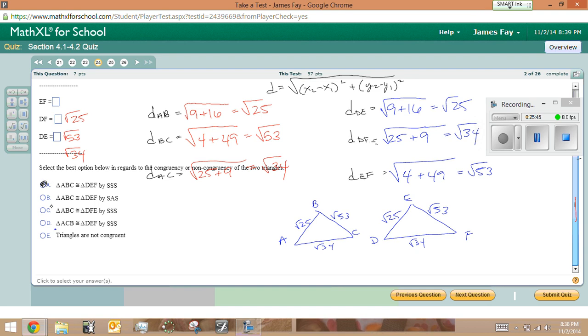Can't be B, because that's side angle side. Can't be E. Alright, so these are just incorrect ways of naming those two triangles. It's got to be option A. When you do this, pay attention. I think these flip around for each person. A, B, C, D, E are different. They're in different order.